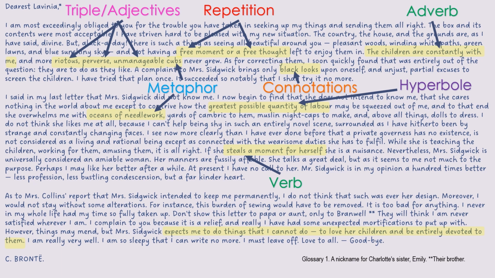And at the end there, she talks about how she's expected to do things that she says, I cannot do, and gives the examples to love her children, to be entirely devoted to them. So this really highlights a lack of an emotional bond with her wards, with the children that she looks after. So we've discussed a lot of ideas and attitudes there for Bronte. So let's have a little look at source B.